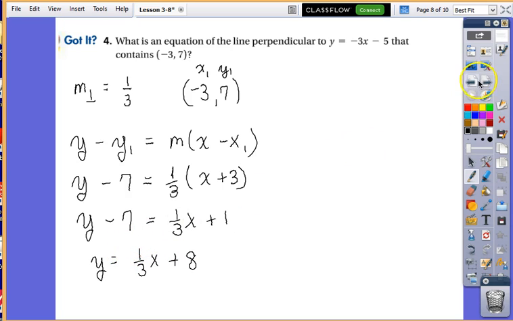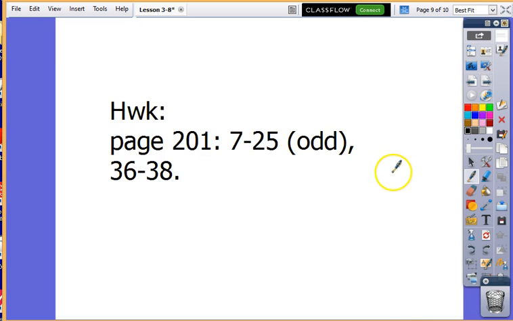Hopefully you were able to do that. All right, now that you've seen all of the lesson, you are prepared to do the homework off of page 201, 7 through 25. Just do the odds, and then 36 through 38. I hope you enjoyed this lesson.